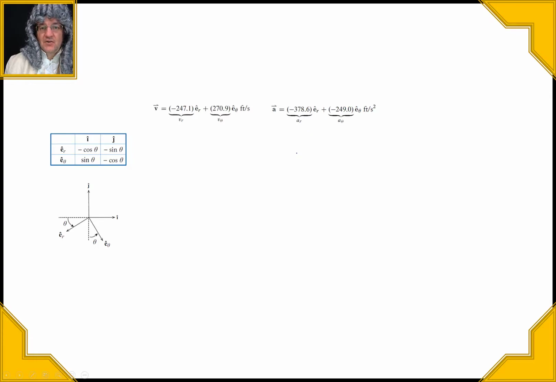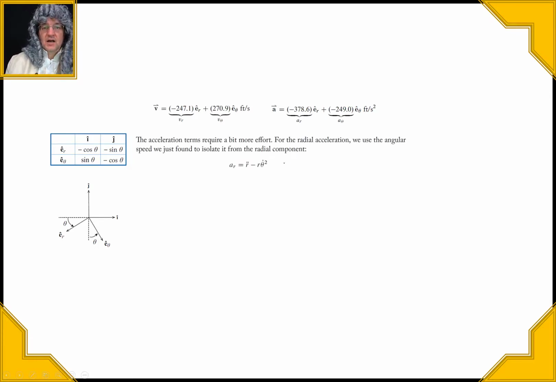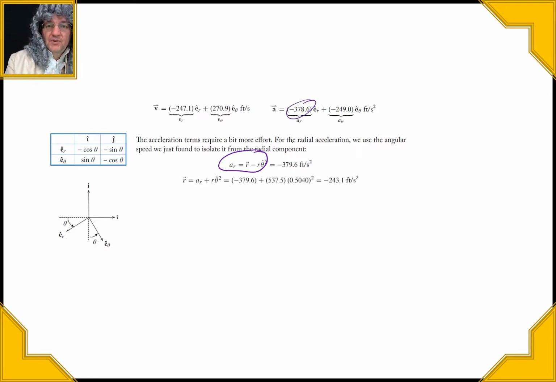Now we go to the acceleration, and the acceleration has just a little bit more effort. Because we know that a_r is r double dot minus r theta dot squared, and we know what the value is because we did the coordinate transformation. So we can turn this equation around and say r double dot is a_r, which we found from the coordinate transformation. We already know r, and we just found theta dot when we were doing velocity. So we're able to get what r double dot is.